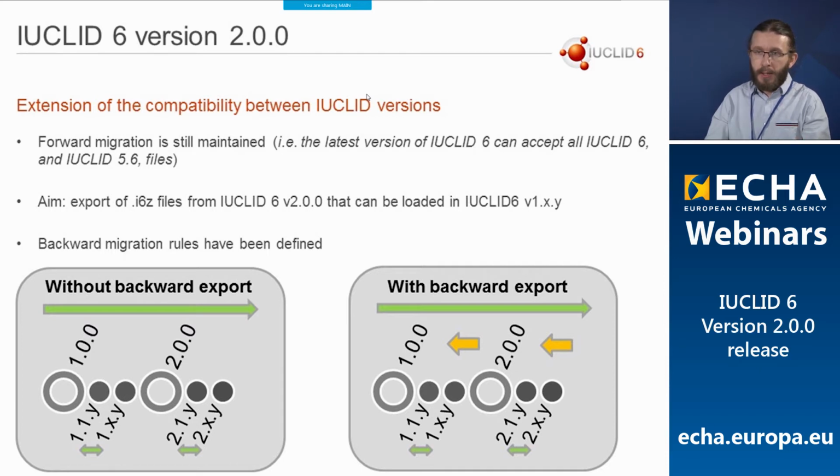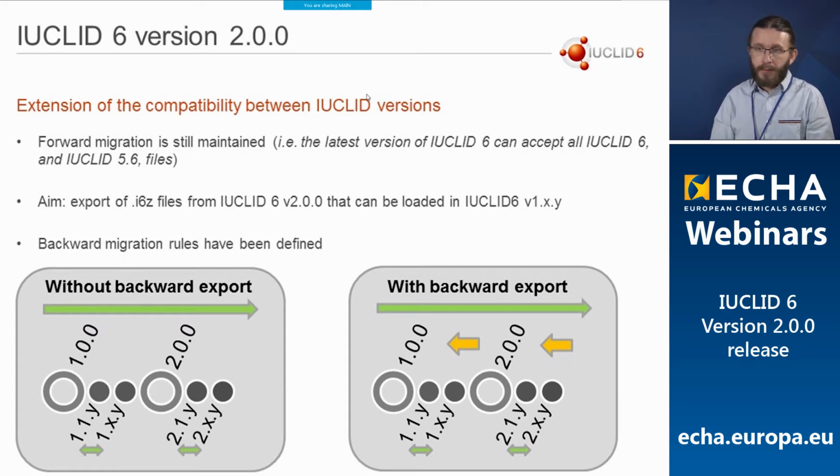In order to have a better idea of what it means, you can see on the left of your screen the situation before this feature was implemented in 6.2. So in green you see in which way you can exchange data, so from Euclid 6.1 to Euclid 6.2, and you could also exchange in both directions between Euclid 6.1 versions. So a dossier created with Euclid 6.1.3, for example, was compatible with Euclid 6.1 that was released in April 2016.